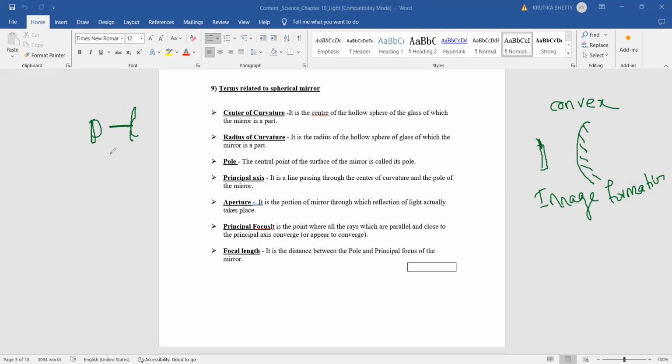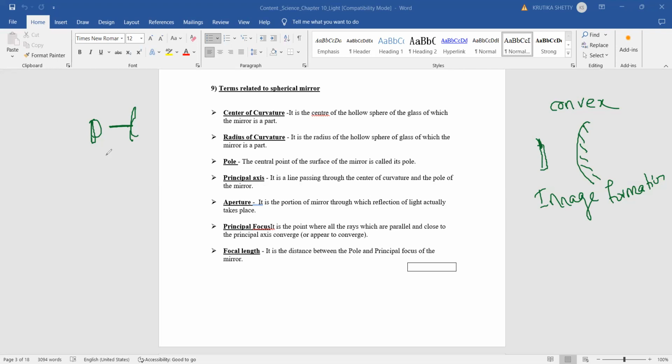See the procedure. You can go to your textbook, page number 213. They have given the procedure. Take a convex mirror and place it on a stand. Light a candle and place it in front of the mirror. Try to collect the image of the flame on the screen. Actually, you just keep it in front, but it is not that you will get the image. You need to set the position.